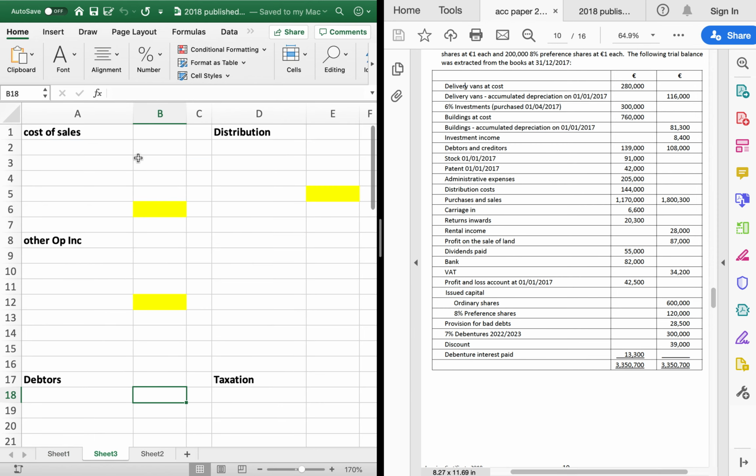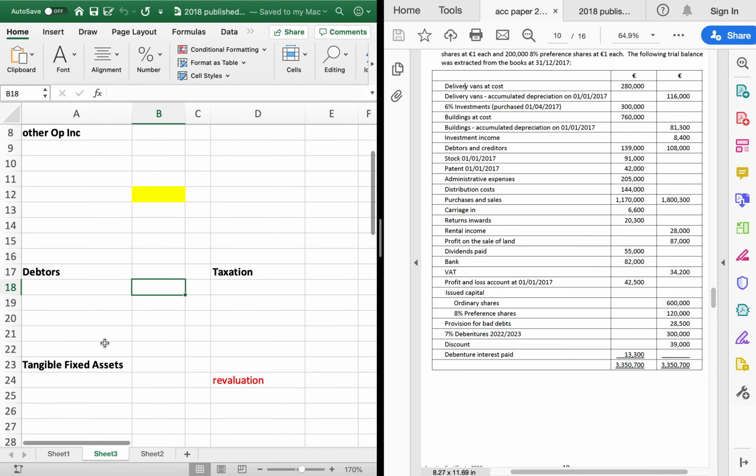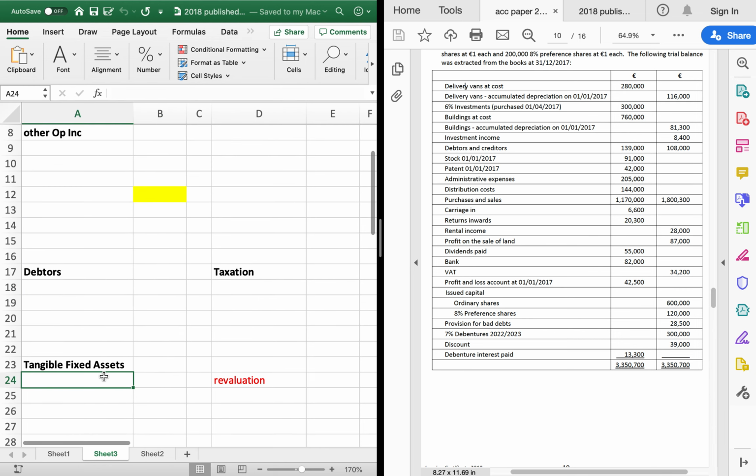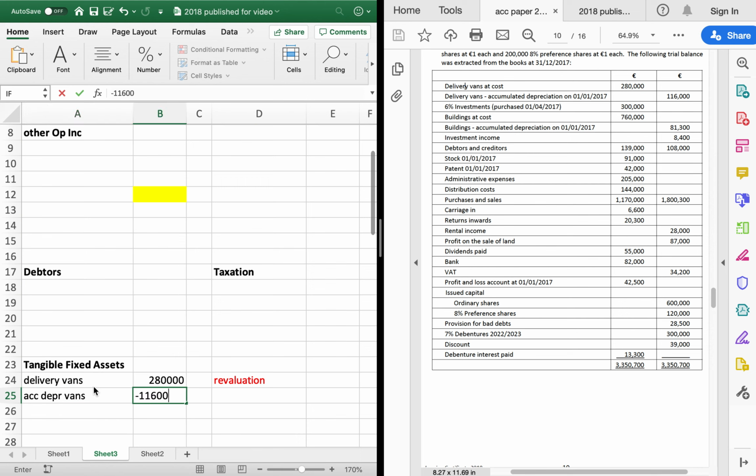So I'm going to work mainly off my workings page, but there'll be a few times when we don't have to. So delivery vans, right? Delivery vans we know are a tangible fixed asset. Now for you lads, you don't have to write in the words. I'm only going to write in the words for the sake of notes. Okay, so delivery vans are 280, and depreciation of delivery vans would also be in tangible fixed assets as a minus. So that's minus 116.